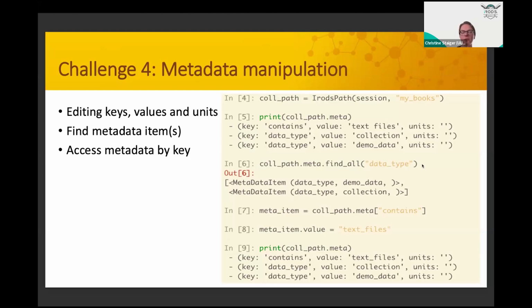Something that is really hard sometimes to understand for researchers is that a metadata key does not necessarily need to be unique in an iRODS system. But when they see the find all function, they can understand that much easier and also work with that. Another way to retrieve a metadata entry is simply by using the metadata and using the key. And if the key is unique, you will get the metadata item. And here you see an example how you can easily adjust a metadata item value. In the uppercase, I forgot to have an underscore. I would like to have an underscore, so I can easily overwrite.